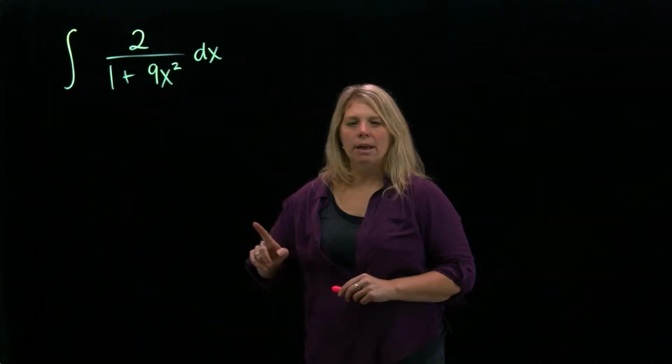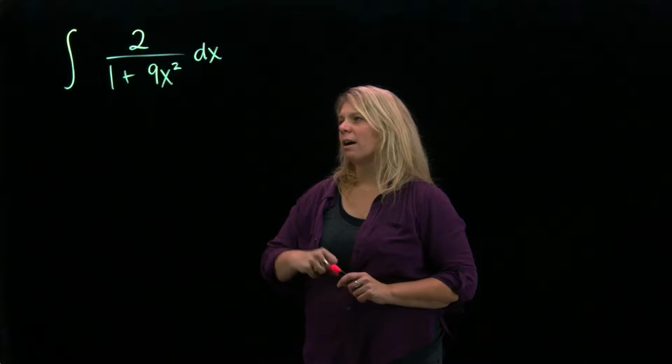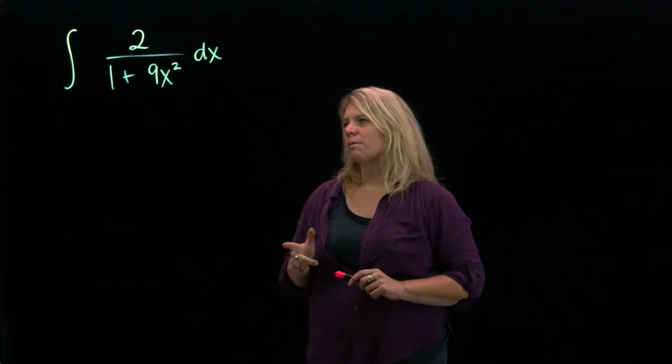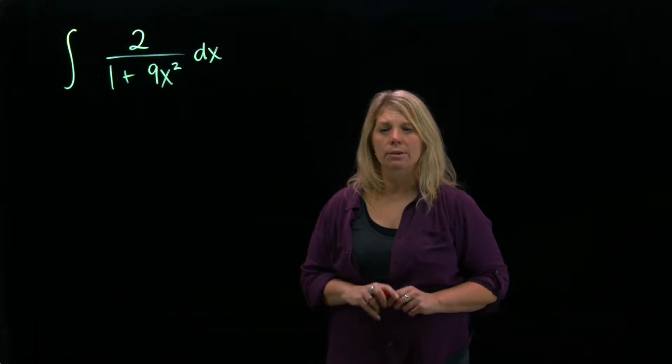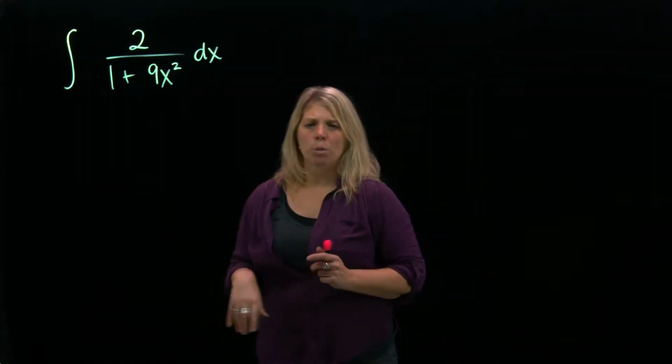Okay, we're going to look at another antiderivative problem here. So we're supposed to find the antiderivative of 2 over 1 plus 9x squared with respect to x. So the first thing you want to say is, do I know this antiderivative? And maybe your answer is almost.